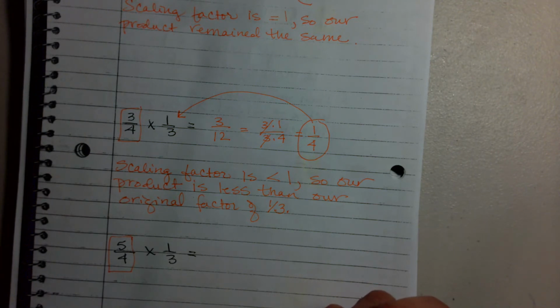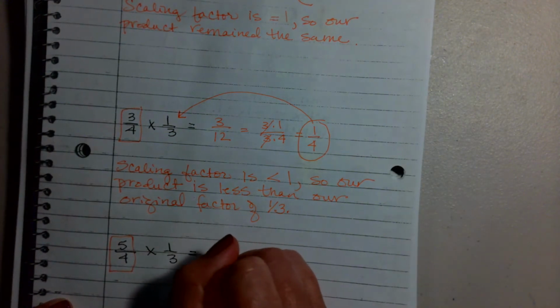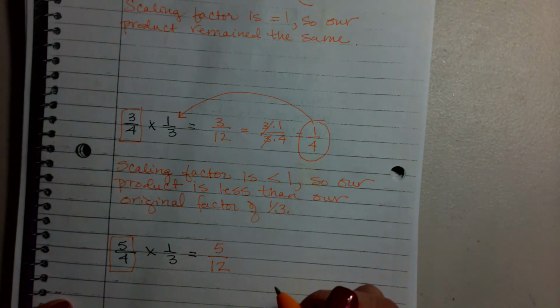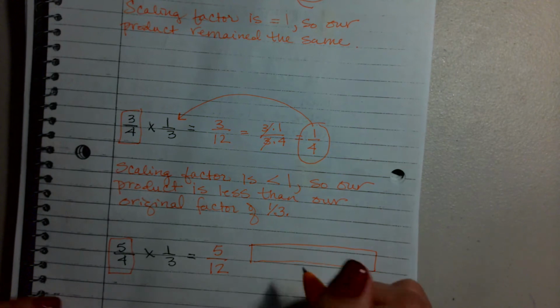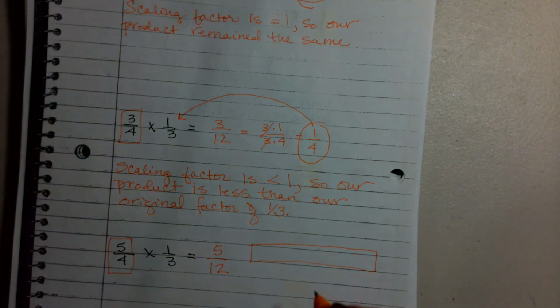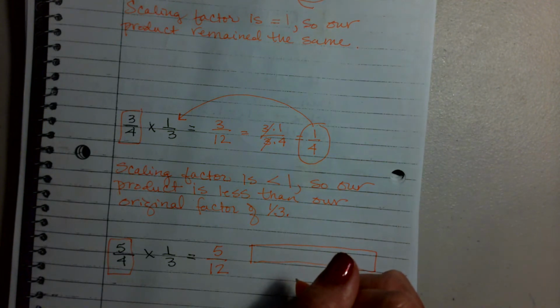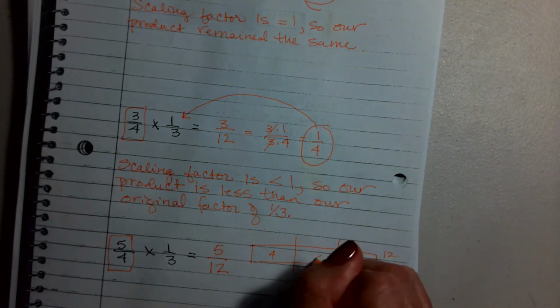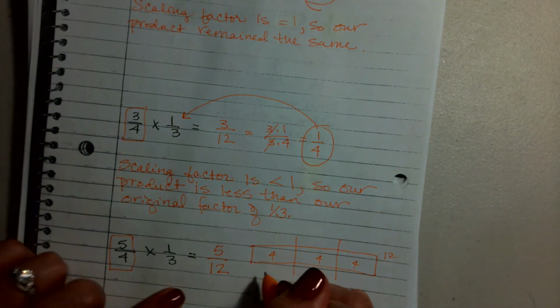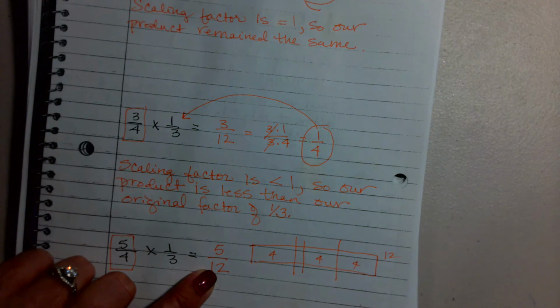It's more than 1. So 1/3 times 5/4 is equal to what? Well, 5/12, right? Is 5/12 more or less than 1/3? So remember, if we had our tape diagram and we had 1/3, 1/3 would only be equal to 4. So if this is 12, you would have 4, 4, 4, right? So 1/3 is 4/12, but this is 5/12, so it's more than, right?